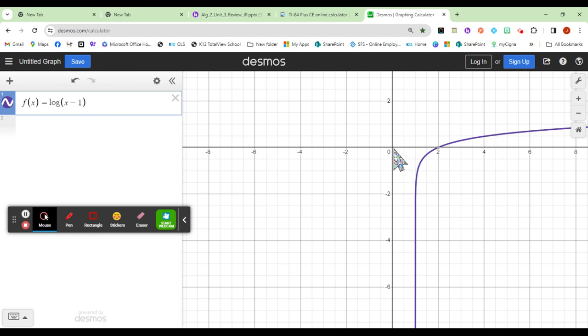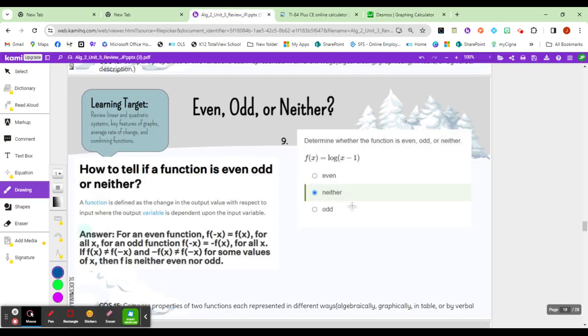If I take a point and I reflect it over the origin, I would not get another point in the opposite quadrant. So this graph does not have y-axis symmetry. It also does not have origin symmetry. So that's why on this one we say neither.